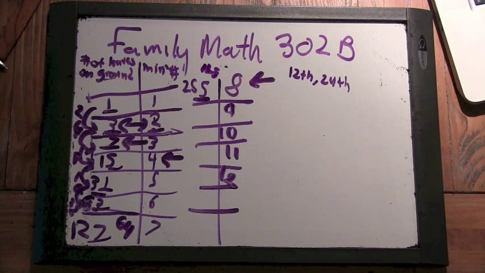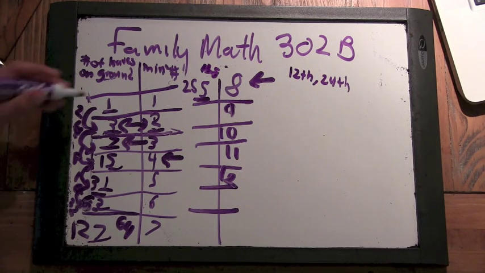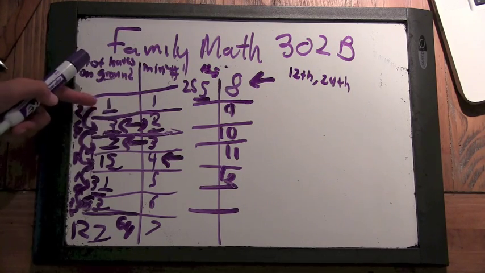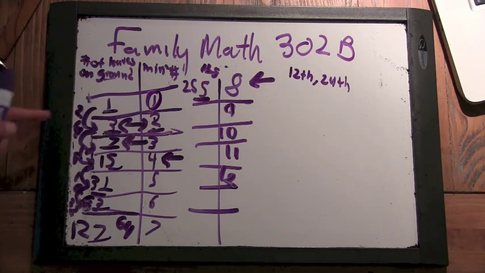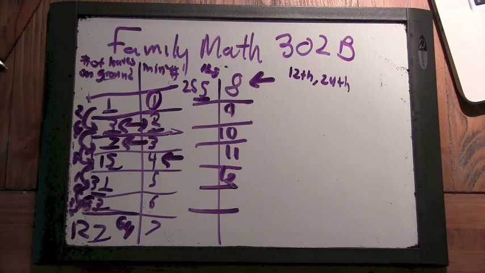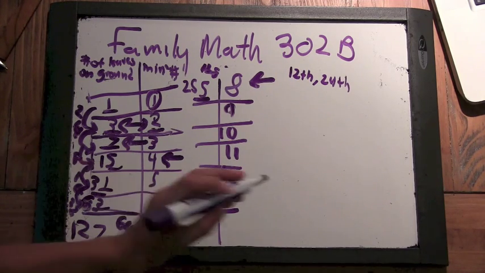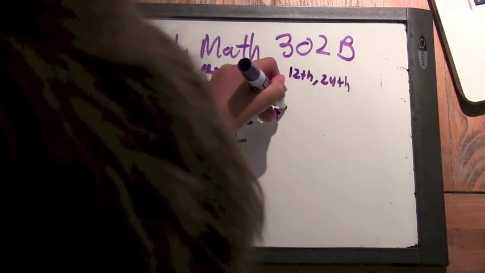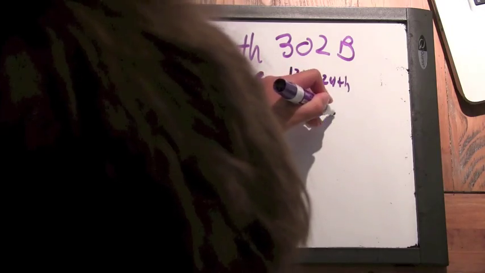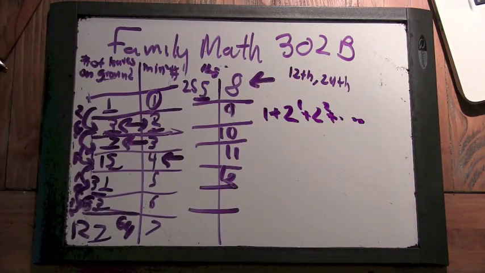So it looks like to get from the first number to the second number, you have to add this number, 2. To this number. Gets you there, because 2 squared is 4. So to get from the first number to the 12th number, you have to add 1 plus 2 to the 1 plus 2 squared plus all the way up to 2 to the 11th.